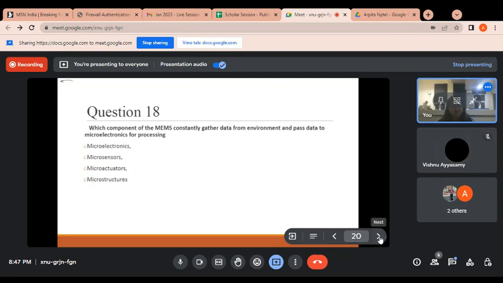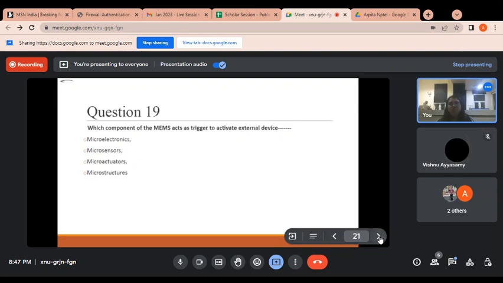Yes, ma'am. So coming to question number 19. Which component of the MEMS acts as a trigger to activate the external device? Microelectronics, microsensor, microactuator or microstructure? So please try to give the answer.